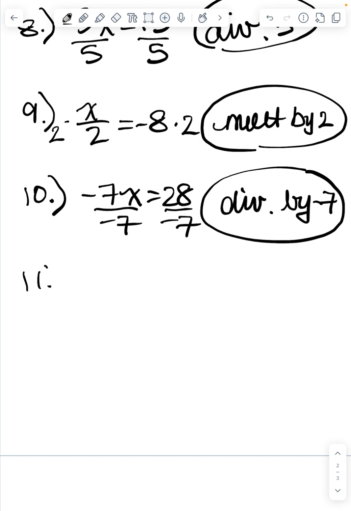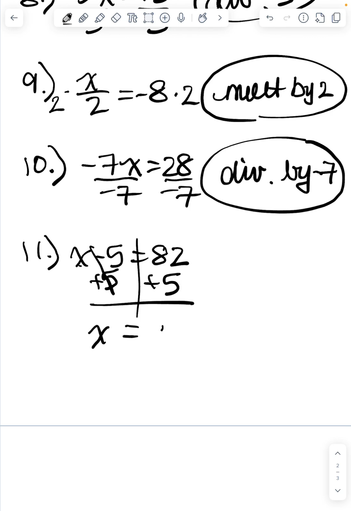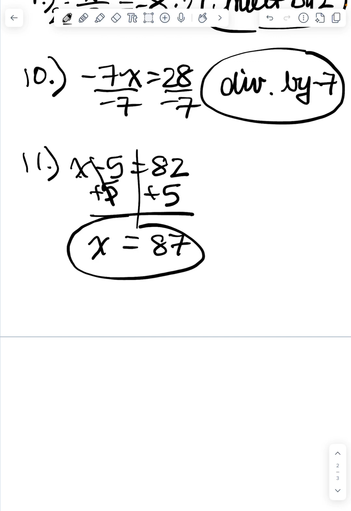Number 11, solve each equation. x minus 5 equals 82. Okay, here's our equal sign. Our variable is x. It's got a minus 5 with it. That means we do the inverse, which is add 5. If you do it to the left, you do it to the right. That leaves us with x equals 87.